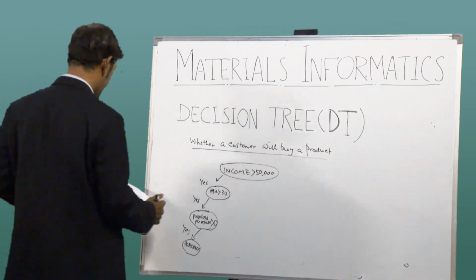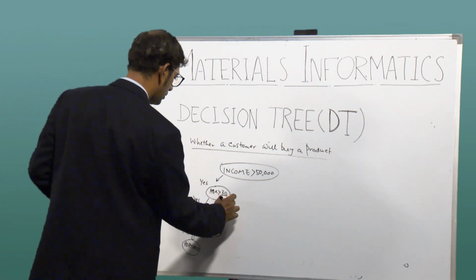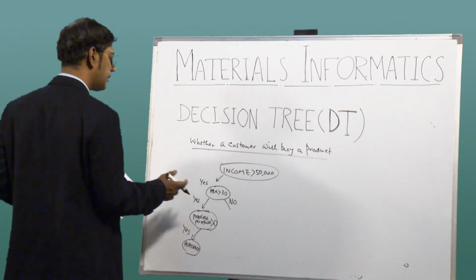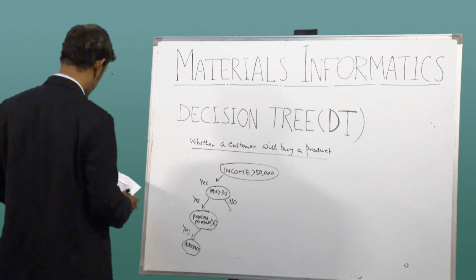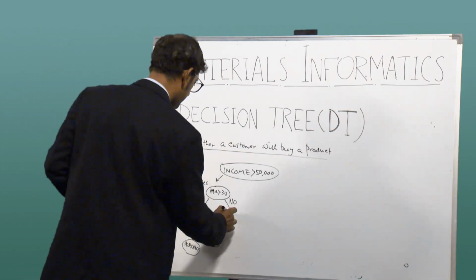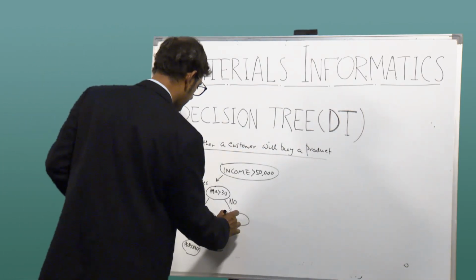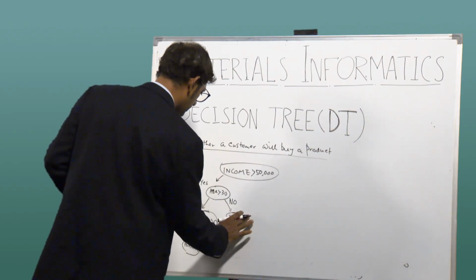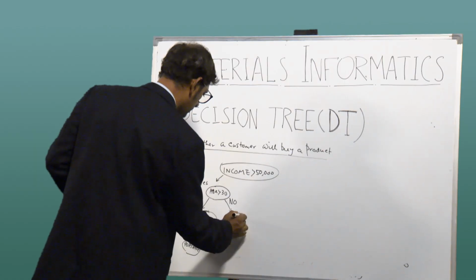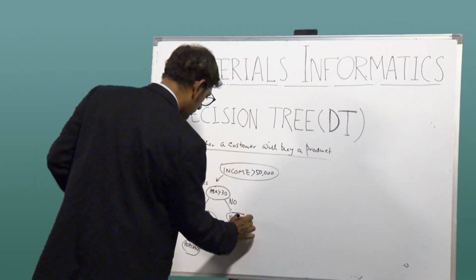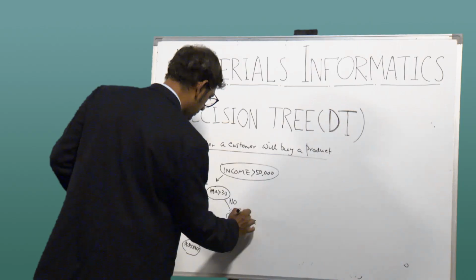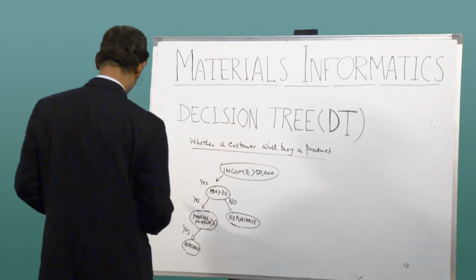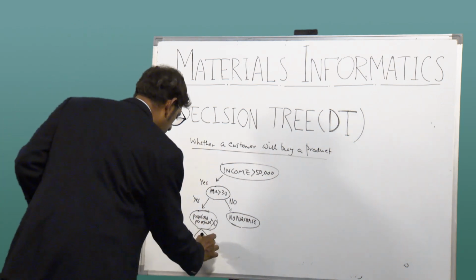Now, you can also have the situation of no. So, income is more than 50,000, age is also more than 30, but the person does not make a purchase. So, no purchase. Okay. See, here also you can have no.